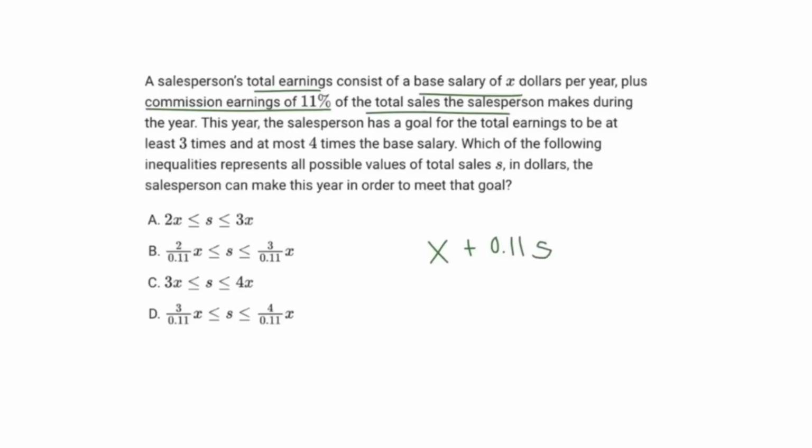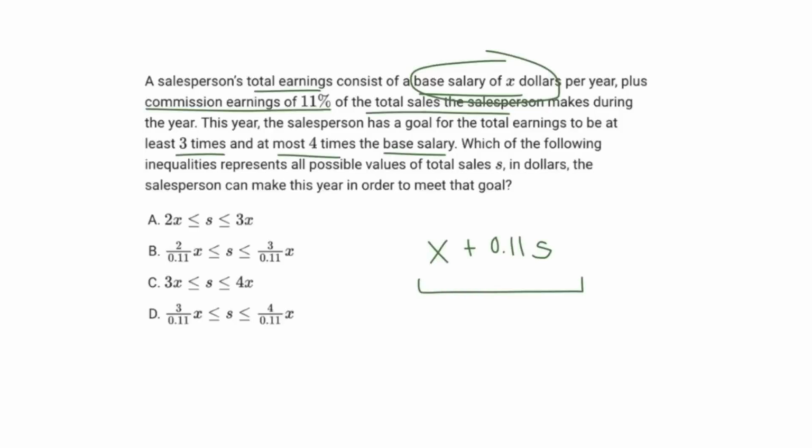So it says this year the salesperson has a goal for the total earnings. So this value right here, the total earnings, to be at least 3 times and at most 4 times the base salary. The base salary, remember, is the value X. Which of the following inequalities represents all possible values of total sales S in dollars the salesperson can make this year in order to meet that goal?